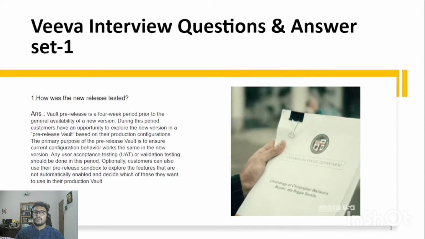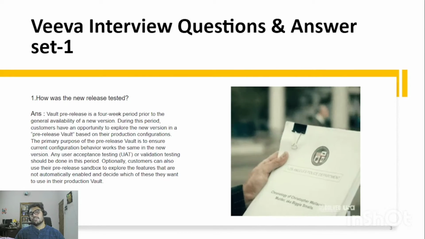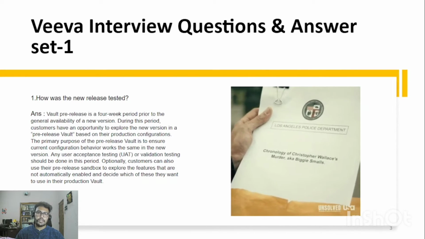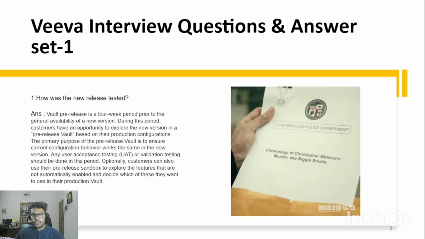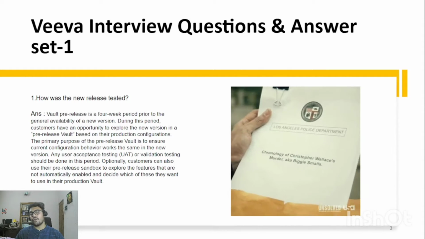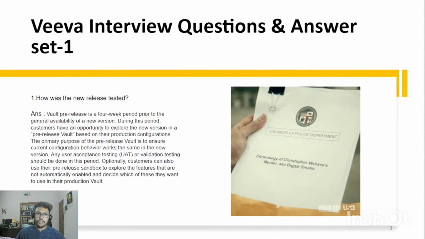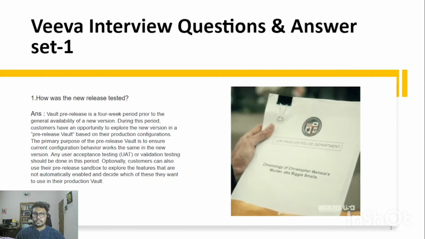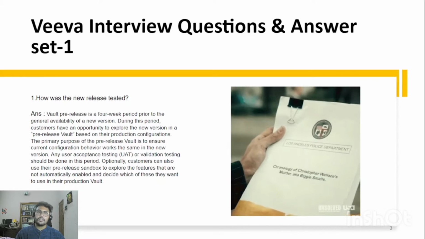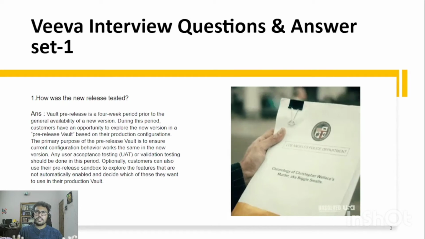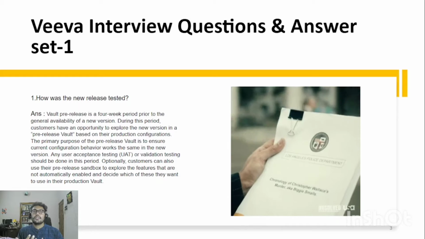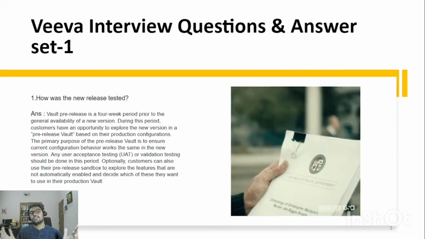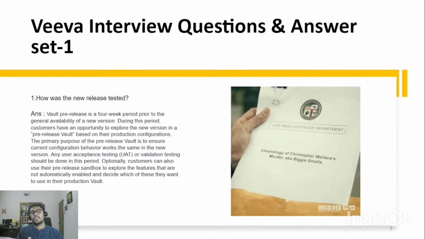Veeva gives a pre-release Vault four weeks prior to the go-live of the general release. During this period, the customer or client has an opportunity to explore the new version in a pre-release Vault based on their production configuration. The primary purpose of the pre-release Vault is to ensure the current configuration behaves the same in the new version. Any user acceptance testing or validation testing can be done in this period.